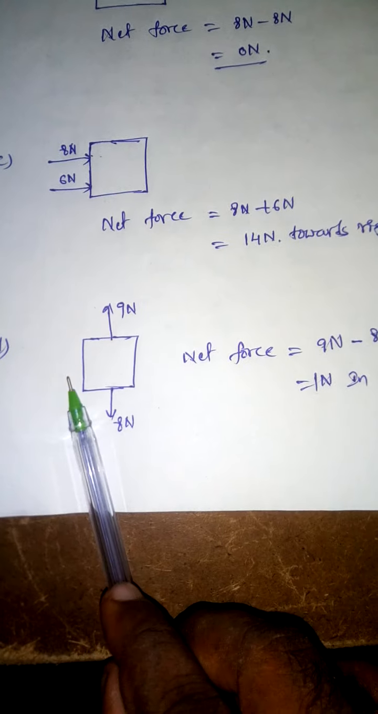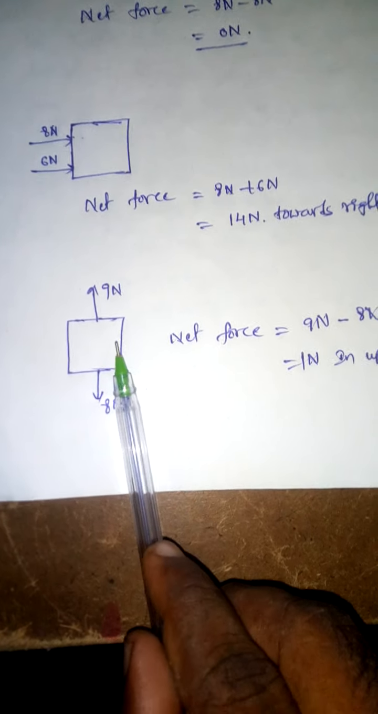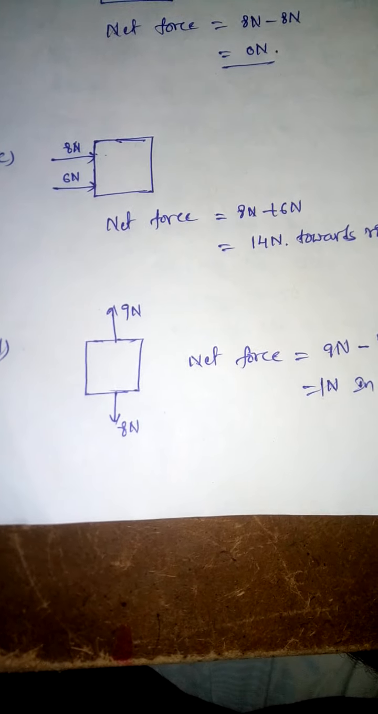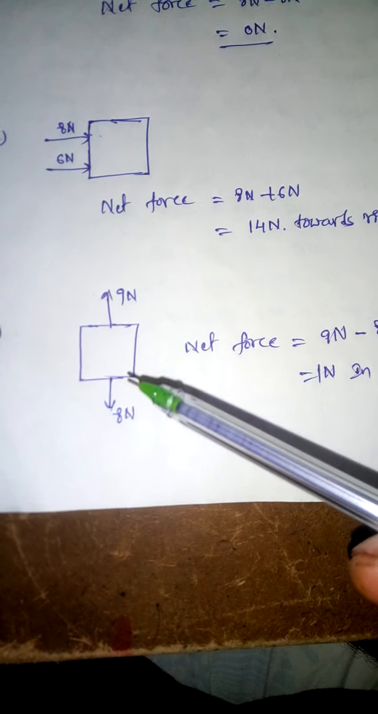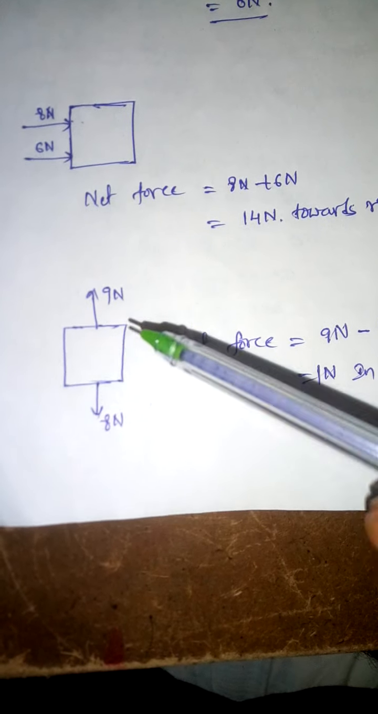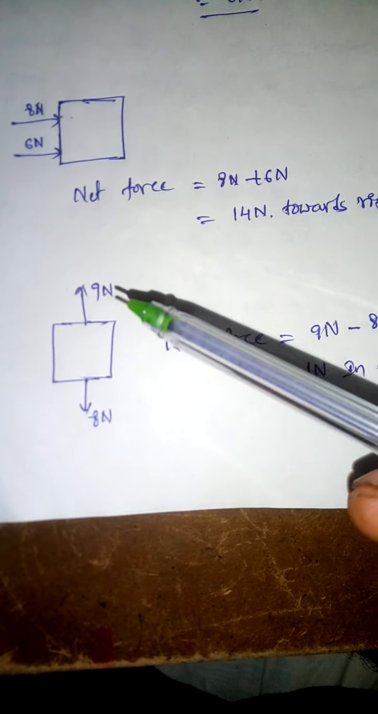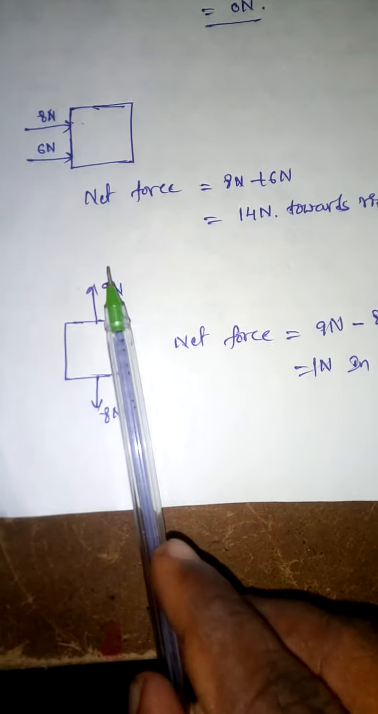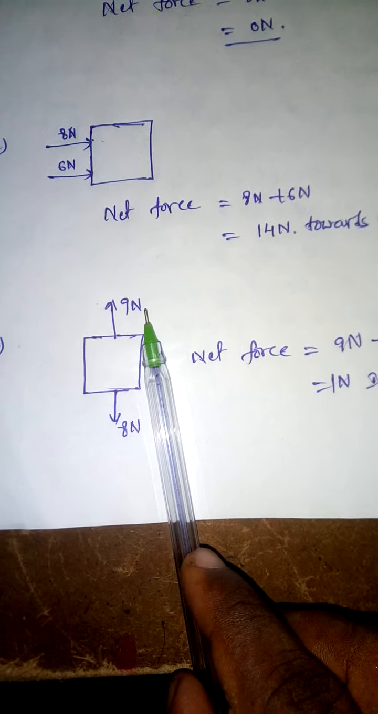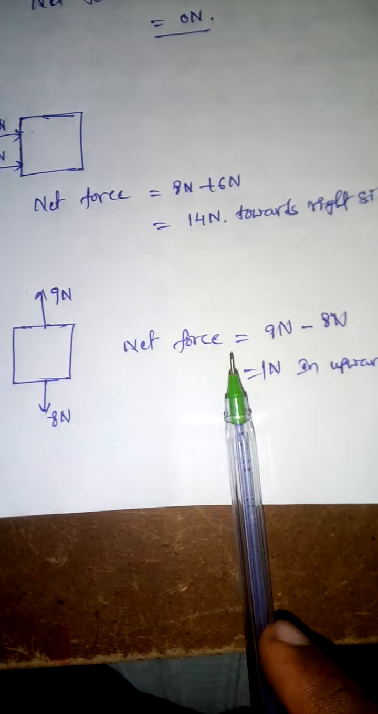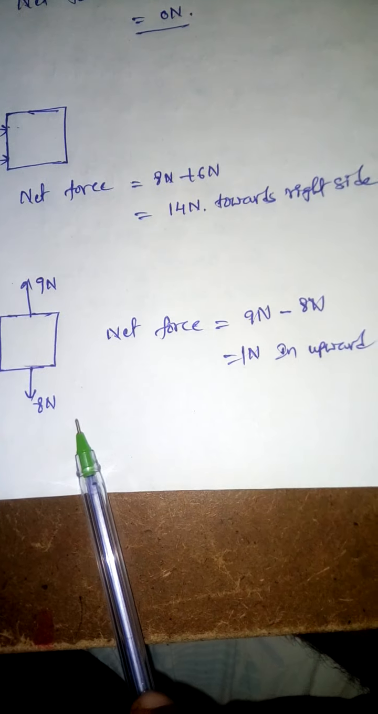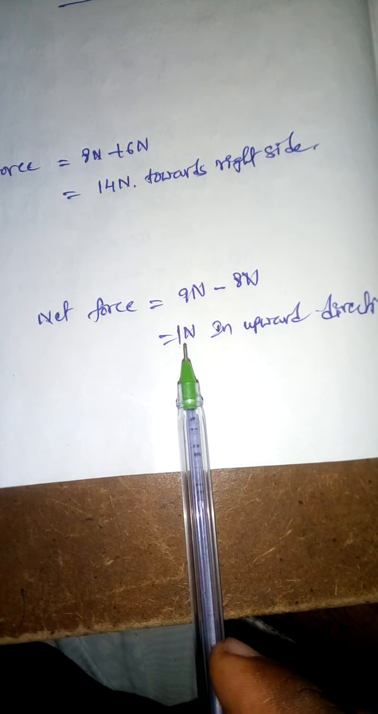Now coming to the last example, that is D. Here we have a block and two forces working on this block in opposite directions, one force working on this block in the downward direction and the other force working on this block in the upward direction. So net force equals, here two forces are working on this block in opposite directions, that's why we have to subtract one force from the other force. So net force equals 9 newtons minus 8 newtons, that equals 1 newton.